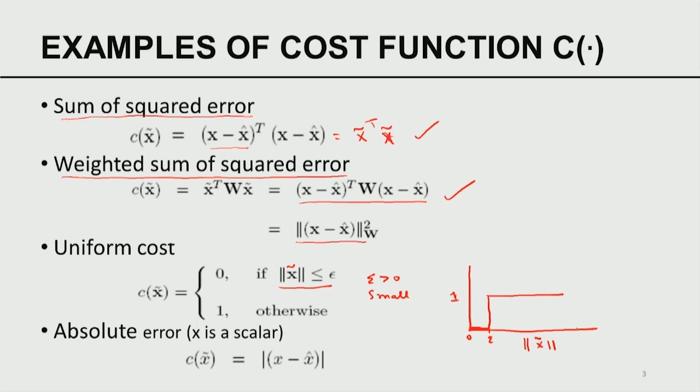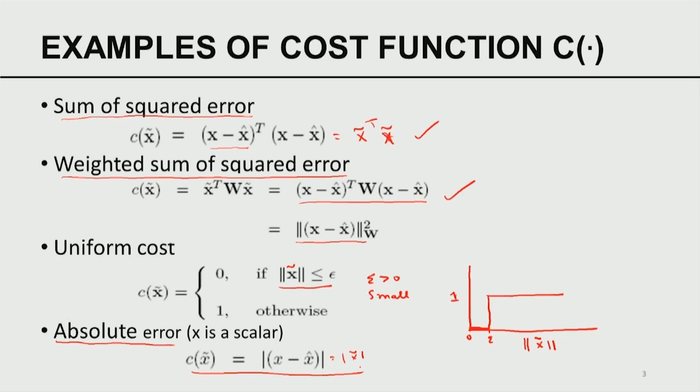This is in the case where the error is a vector. The last one is for when we are dealing with a scalar case. x is a scalar, x hat is a scalar, so x tilde is a scalar. In this case, one can think of what's called an absolute error. The cost could be simply the absolute value of x tilde, the scalar variable, which happens to be the error in the estimate.